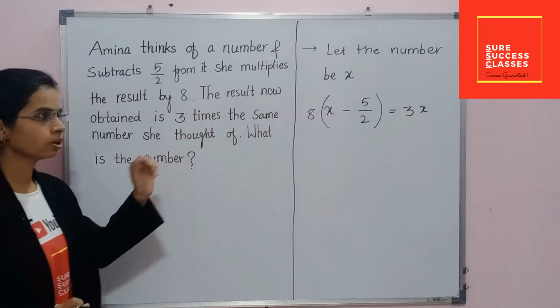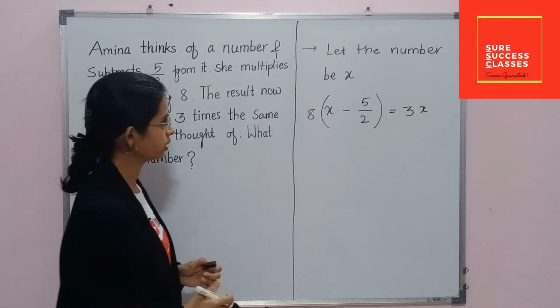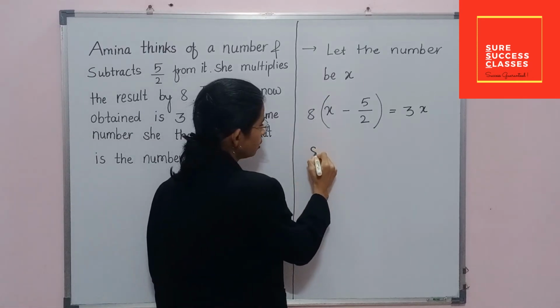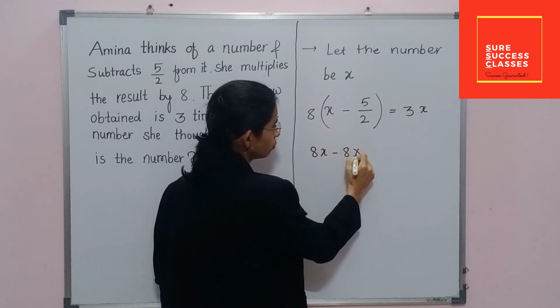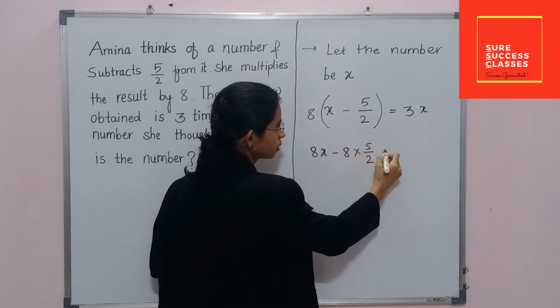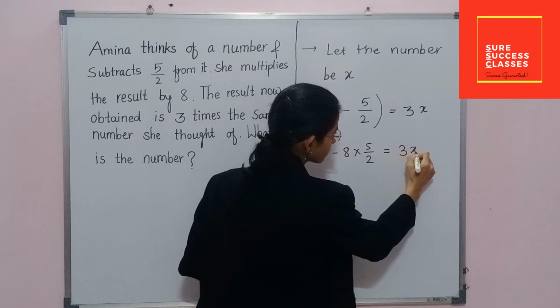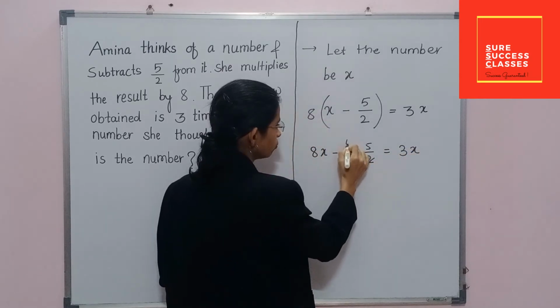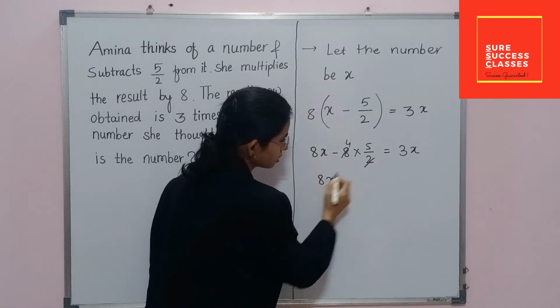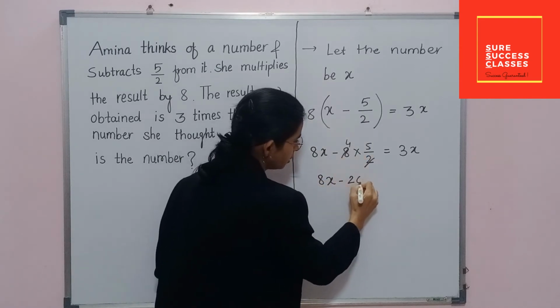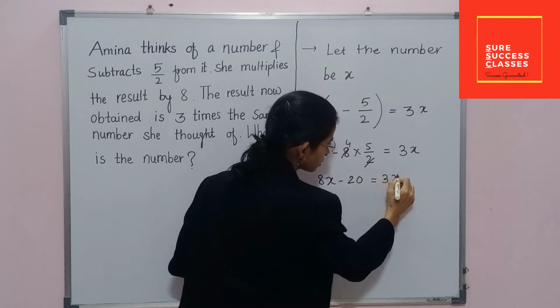So here we have got our equation. We will solve it. 8 into x, 8x, minus 8 into 5 by 2, is equal to 3x. Here 2 fours are 8. 8x minus 5 fours are 20 is equal to 3x.